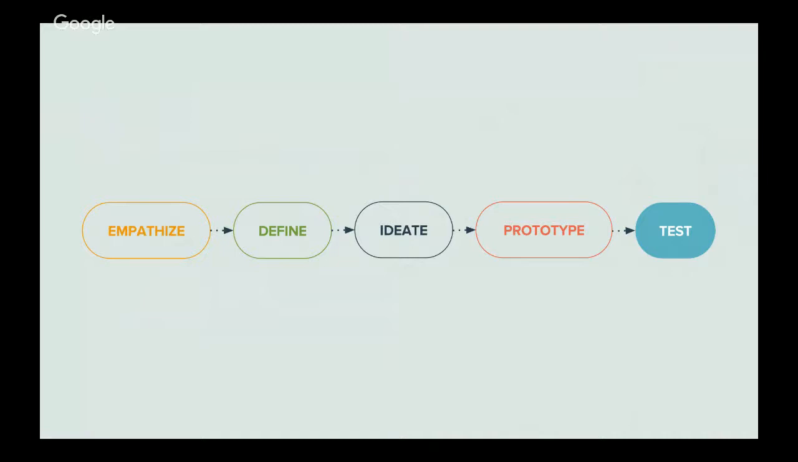And then in the prototyping phase, the goal is really to build an MVP as quickly as possible so that you can get it out the door to test the design and the assumptions you made. So Sheba is going to take us back into the test phase.